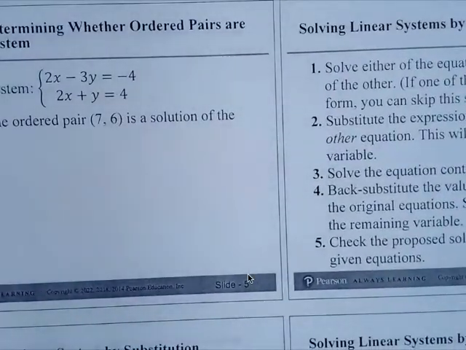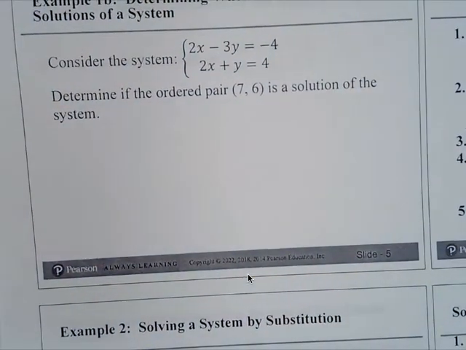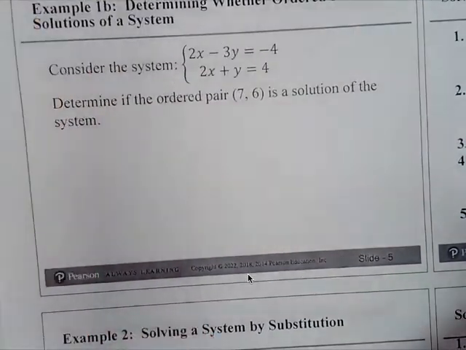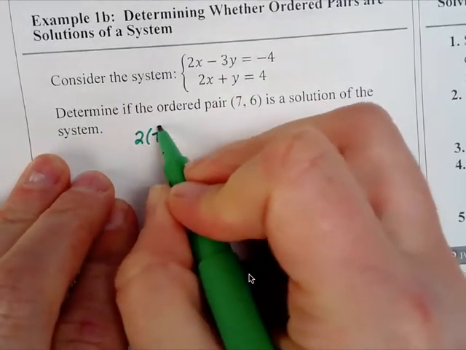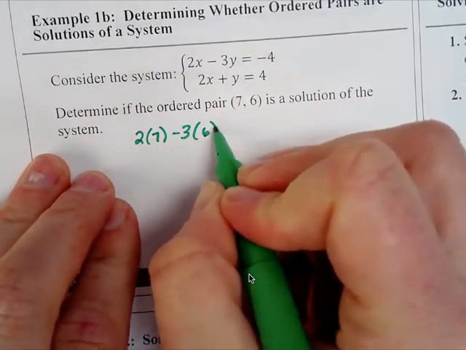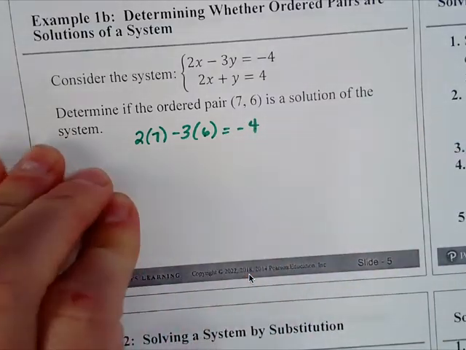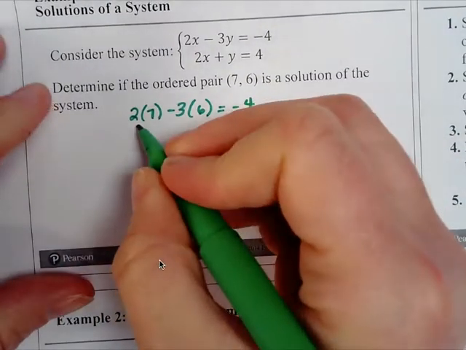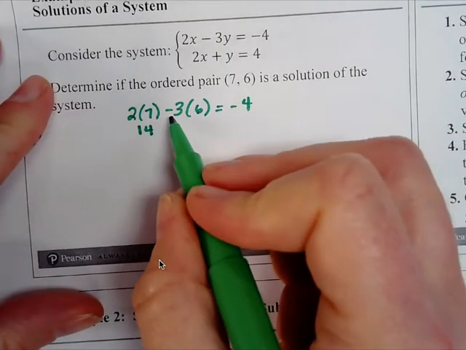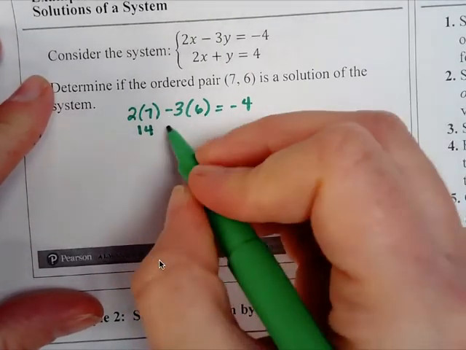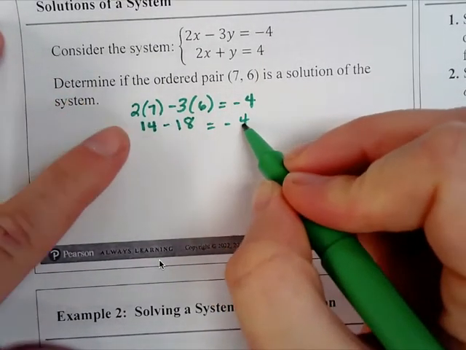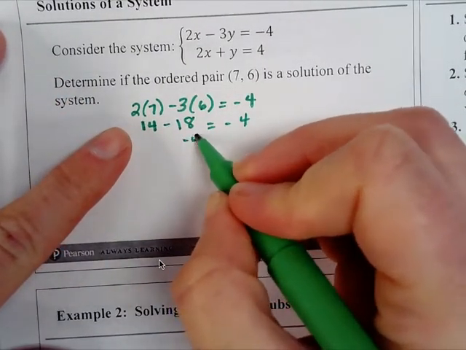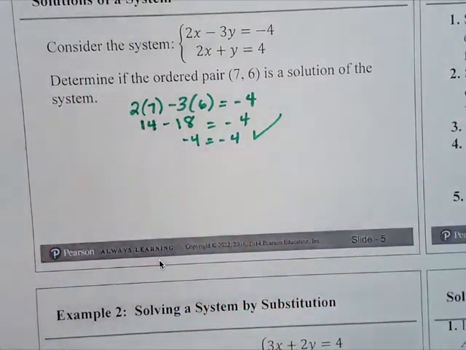Okay, let's look at the next one. Determine if that ordered pair is a solution. So we'll plug it in. So 2 times 7 minus 3 times 6. See if it equals -4. 2 times 7 is 14. 3 times 6 is 18, so minus 18. 14 minus 18 is -4, so -4 equals -4, so that is true.